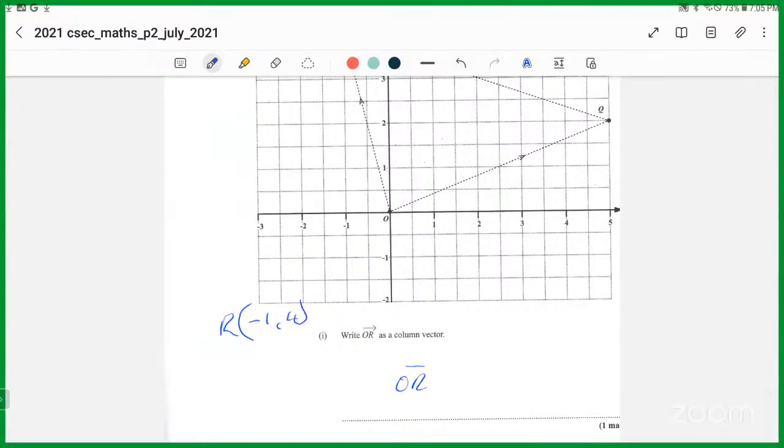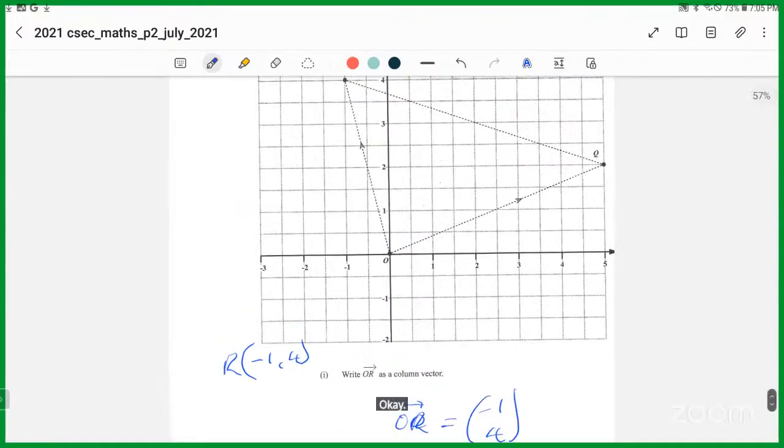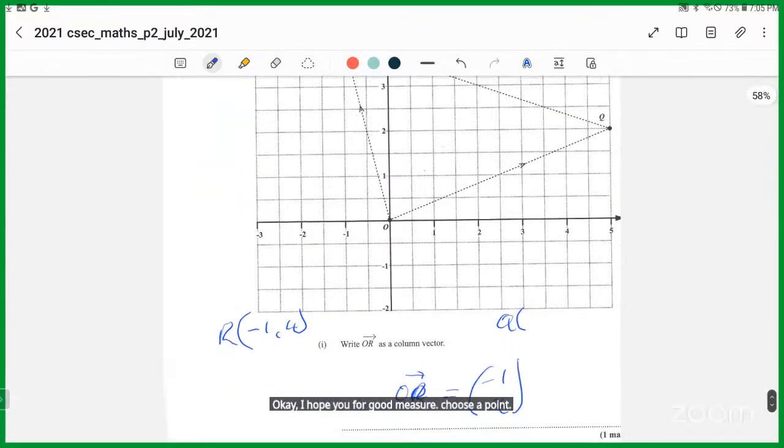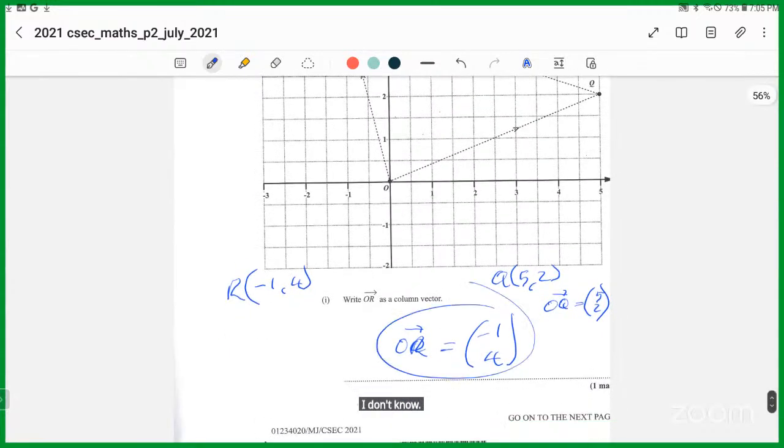OR would have the same values, minus 1, 4. Okay, write OQ for good measure. Q is a point, 5, 2. So OQ will have the same values, 5, 2. Like that, right? But this is the answer that I want for this one.